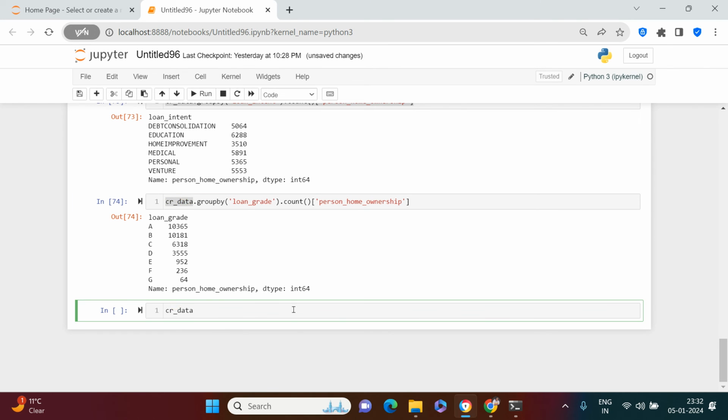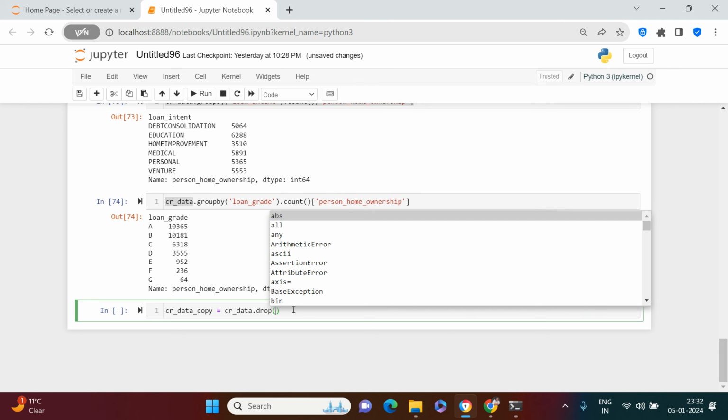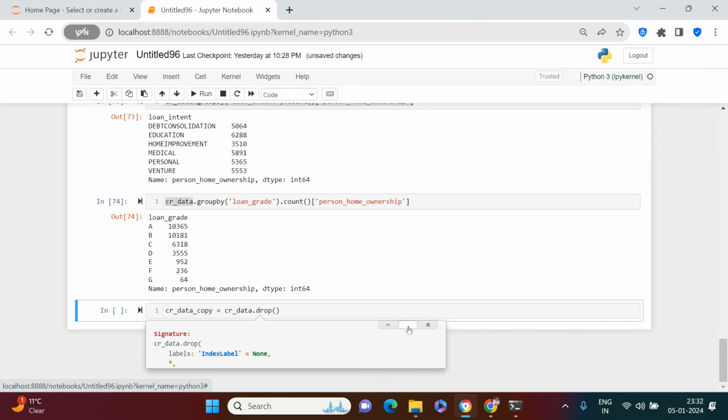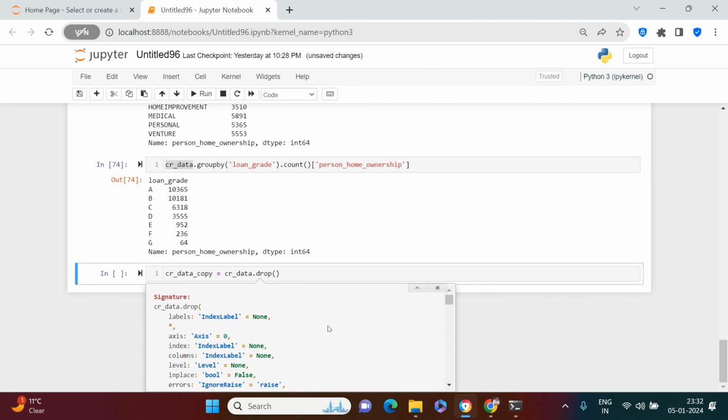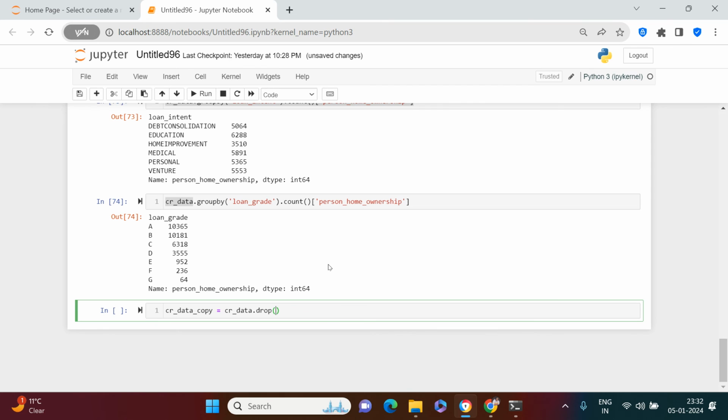So let's say credit risk, credit data. Again, I will create a copy of it, data copy, and over here I'm going to use drop. Let me see the parameters of it. Okay, I can simply write the column name. The column name is loan grade. I'm going to drop it. If you want to keep it, you are more than welcome to do that, and let me know the performance of your model. I would also learn from that.